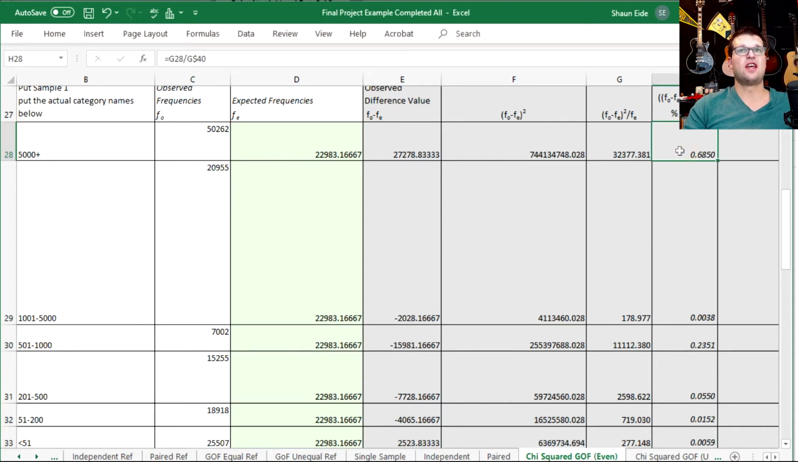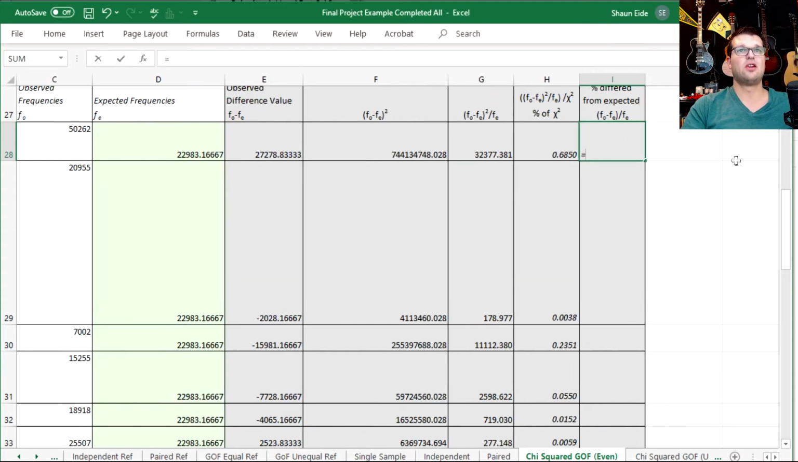It's not enough to just say that it contributes 68% or that it contributes 23%. I want to know how different is it from the expected. So the last step that I'm going to do is do equals percent different from expected. The way that you do this is frequency observed minus frequency expected, so this column right here, and then you divide it by the frequency expected. Okay, and you just drag it down.